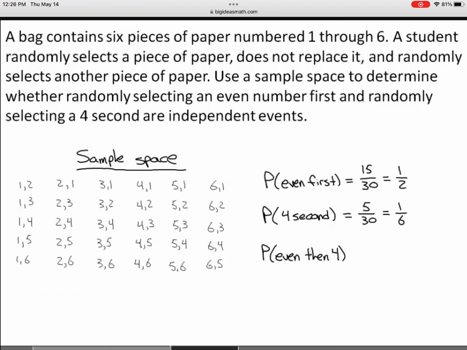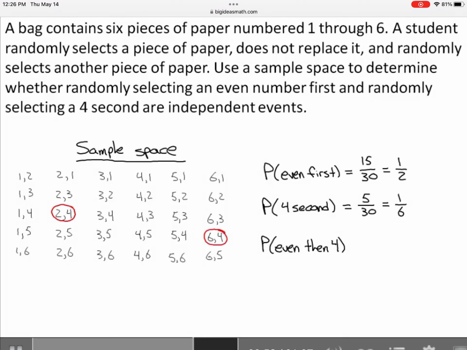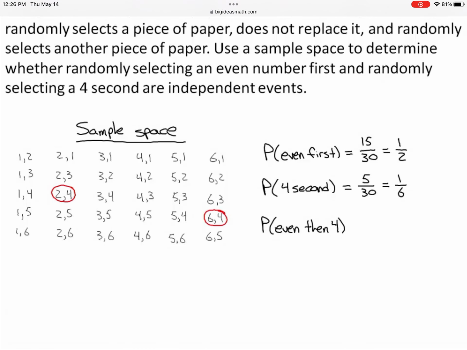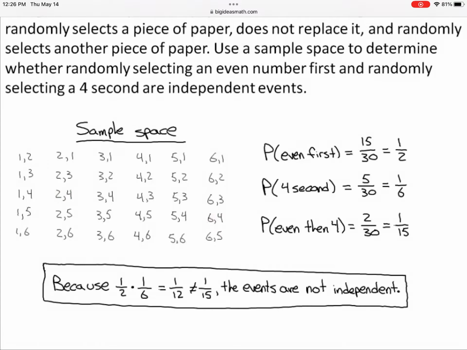Next, find the probability of selecting an even number first and a 4 second. Notice that you select an even number first and a 4 second in 2 of the 30 possible outcomes. So the probability of selecting an even number first and a 4 second equals 2 divided by 30, or 1/15. Because 1/2 times 1/6 equals 1/12, which does not equal 1/15, the events are not independent.